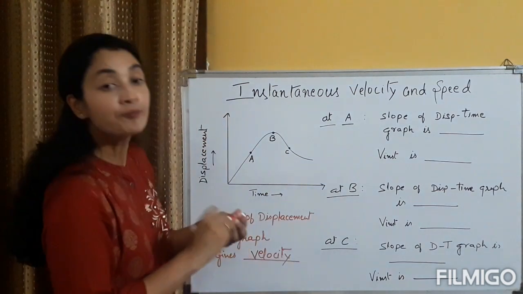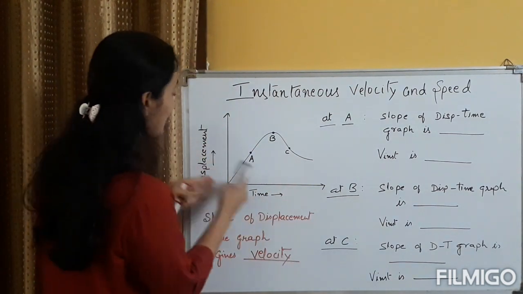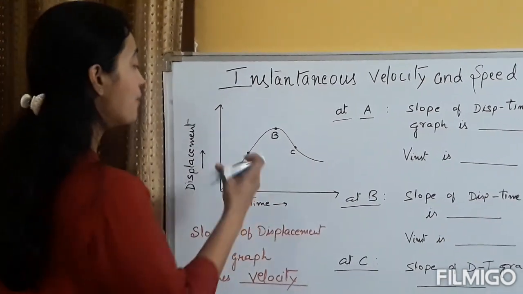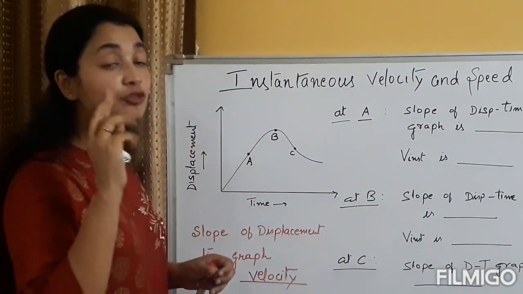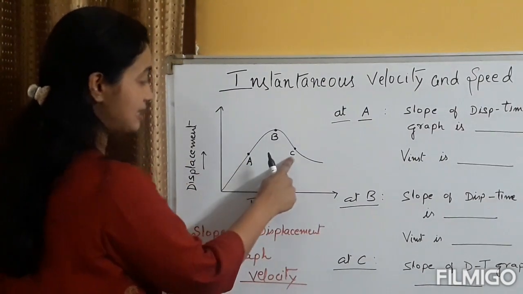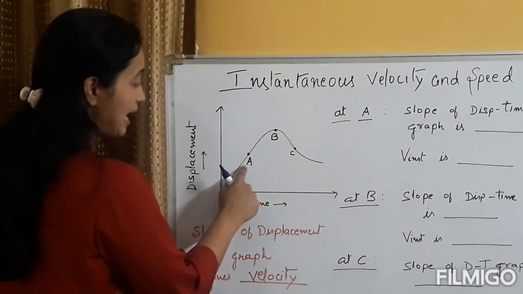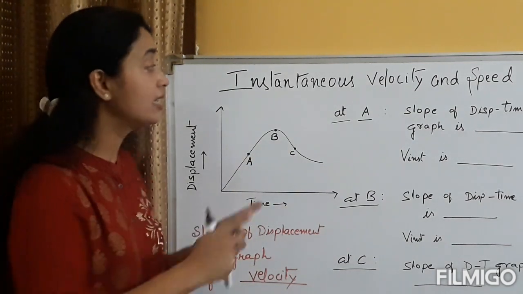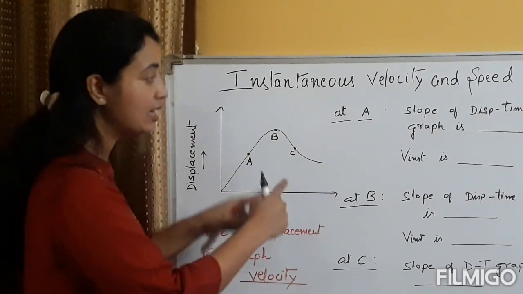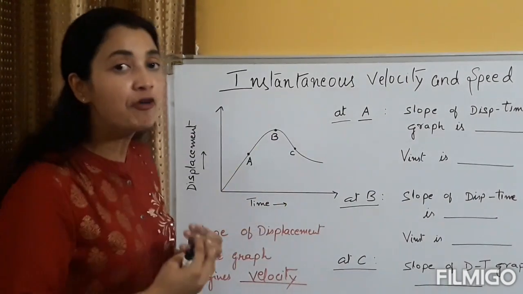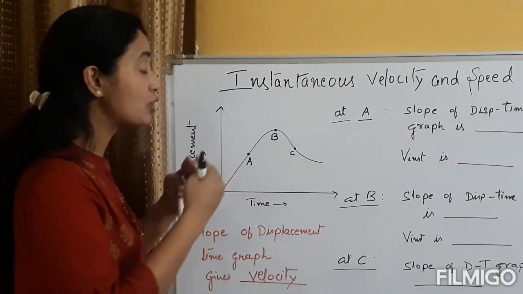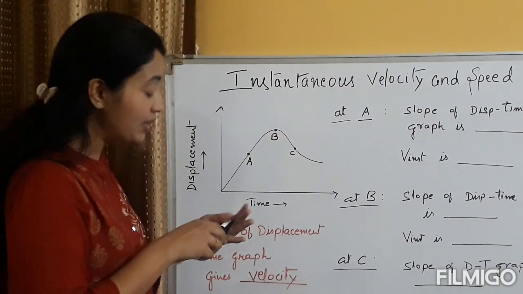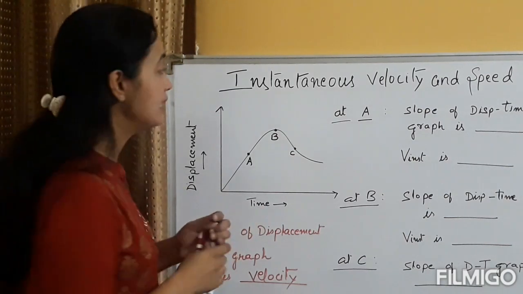So let's begin with this node. We have a displacement time graph and the graph is in the form of a curve and we have deliberately chosen 3 points A, B and C at different places. Now we are going to study the slope at each point A, B, C and we'll try to conclude what message the slope is giving us about instantaneous velocity.